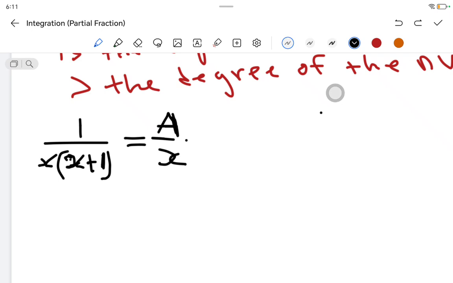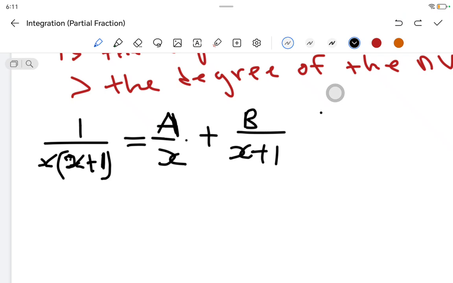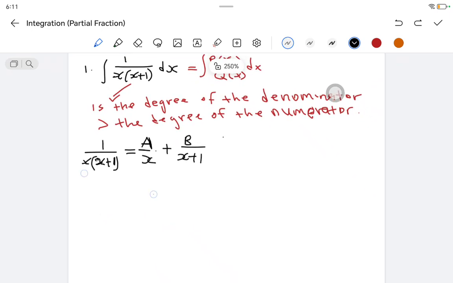So I'm going to say a over x plus b over x plus 1, as long as each of these, after factorizing them, has degree 1. As long as each of these has a degree of 1, then I'm just going to say a over, b over. Now this is called decomposing. Now when I'm decomposing this, the next aim for us is to find a and b.